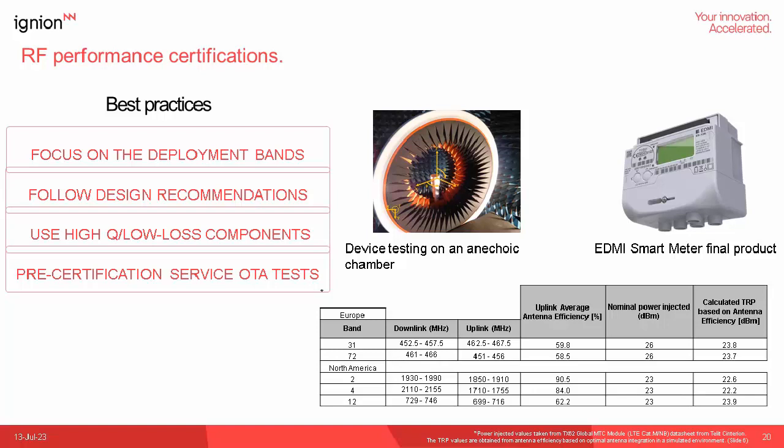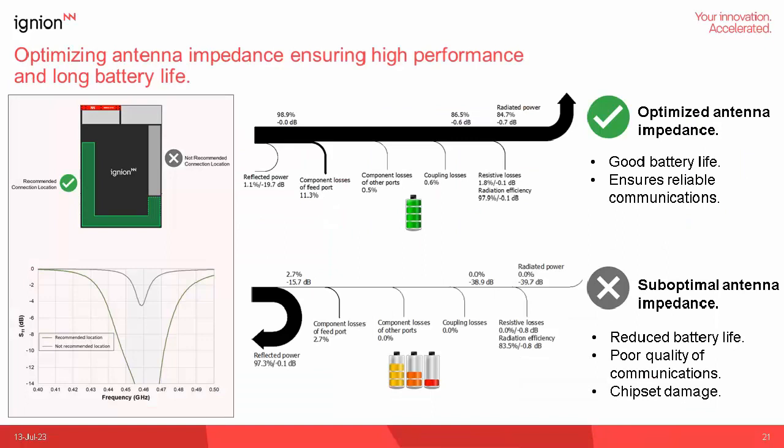The table in the bottom corner shows an example of assessed performance based on simulated results, and injected power values are as per the TX62 Telit module that provides 26 dBm at LTE 450 bands and 23 dBm, in this example, for the North America bands 2, 4, and 12. All of these results are from the simulated results we've seen in the previous slide, and TRP is calculated through the antenna efficiency.